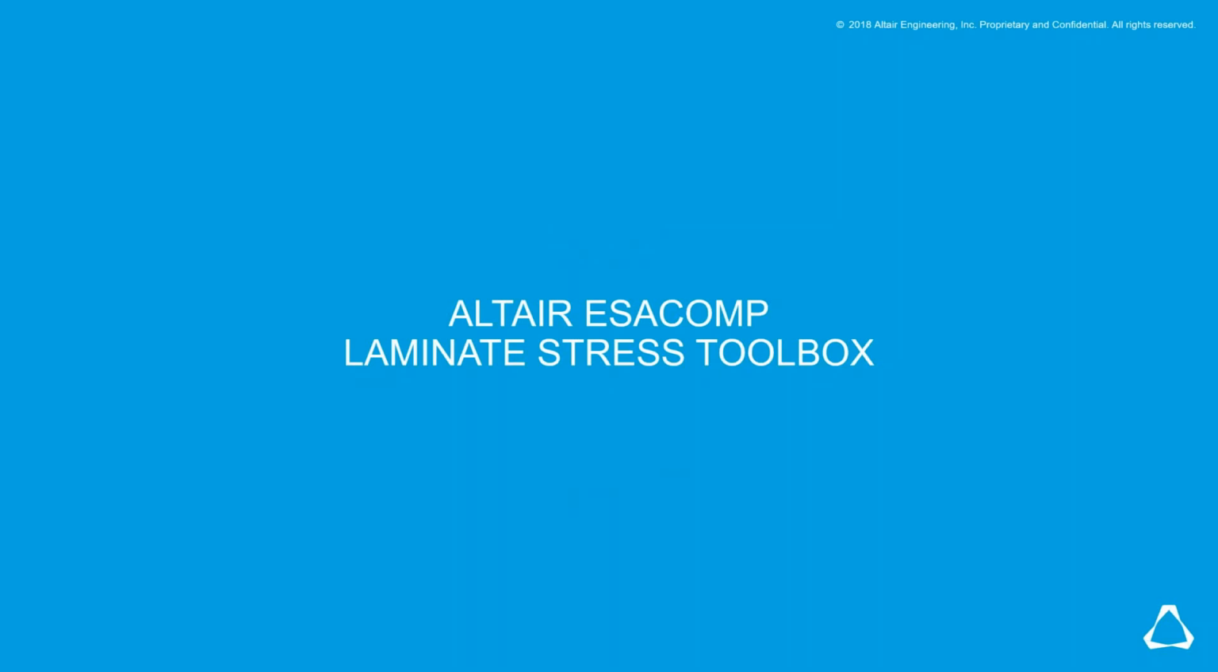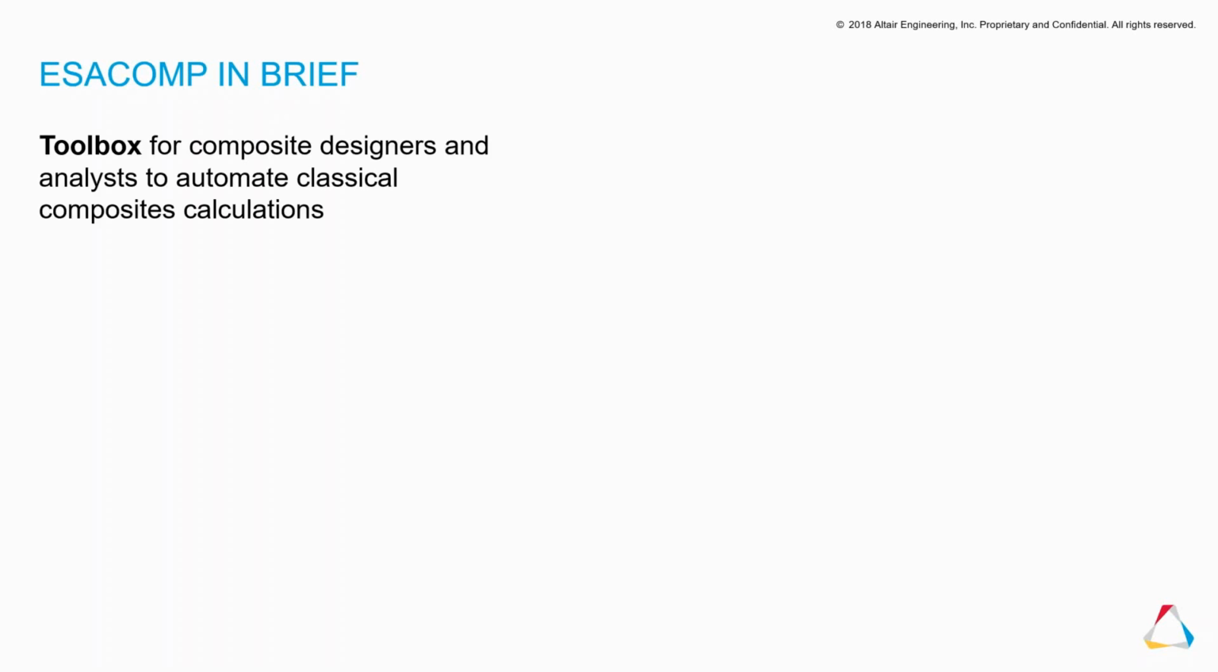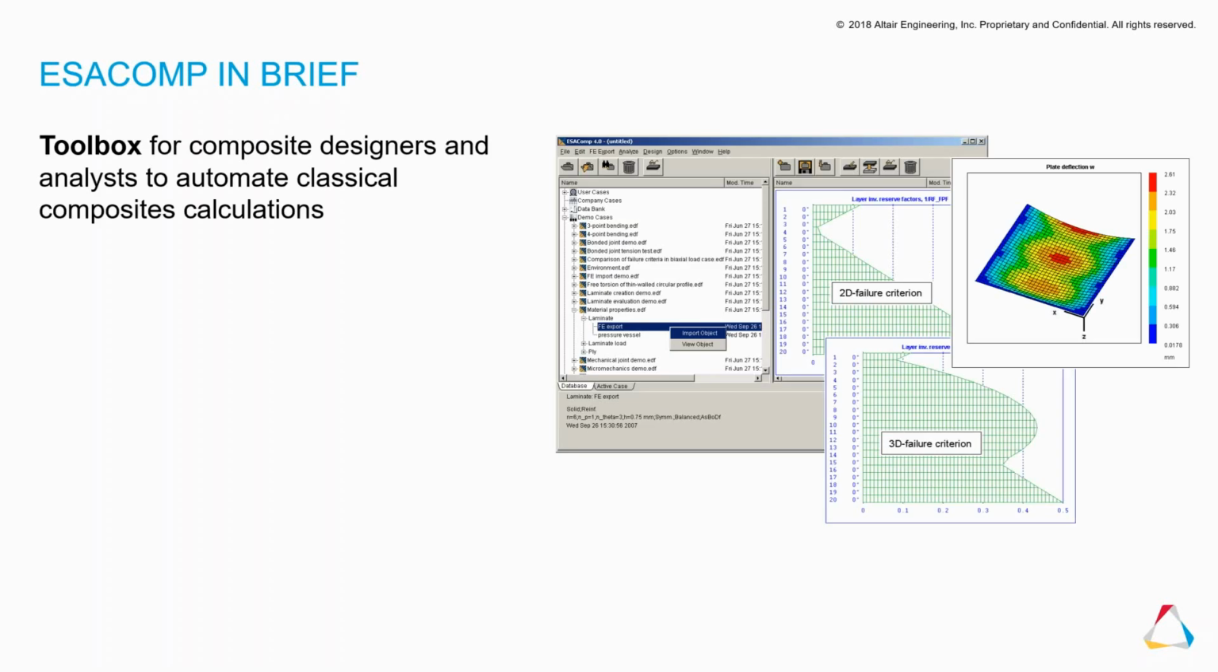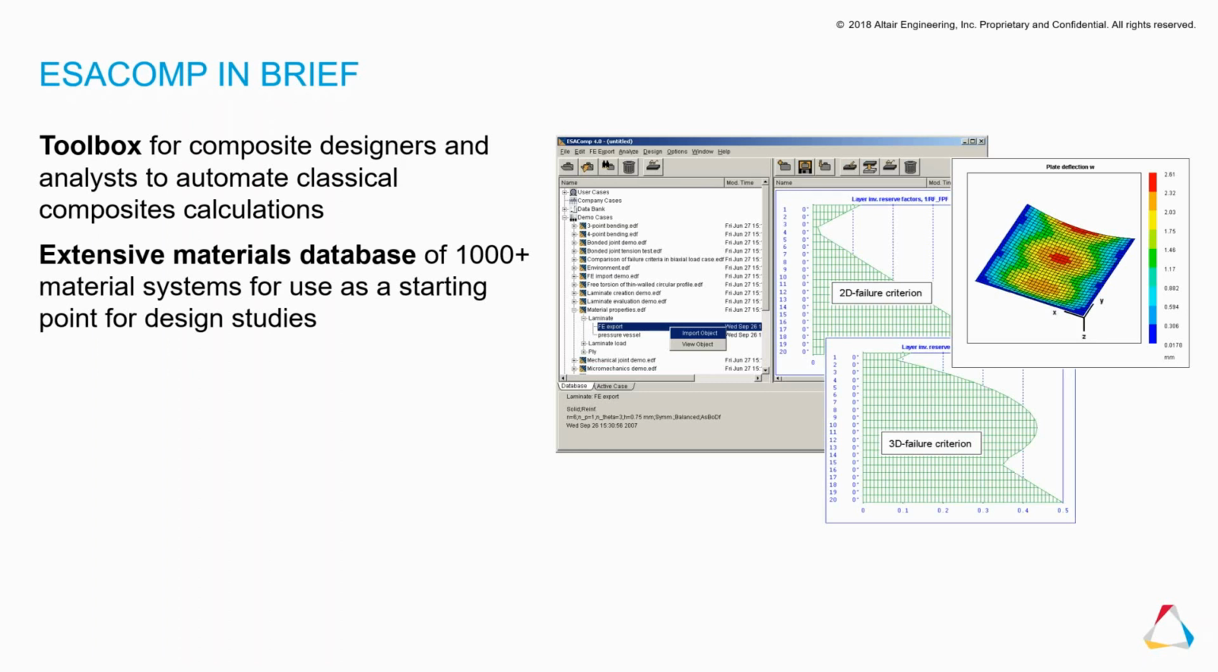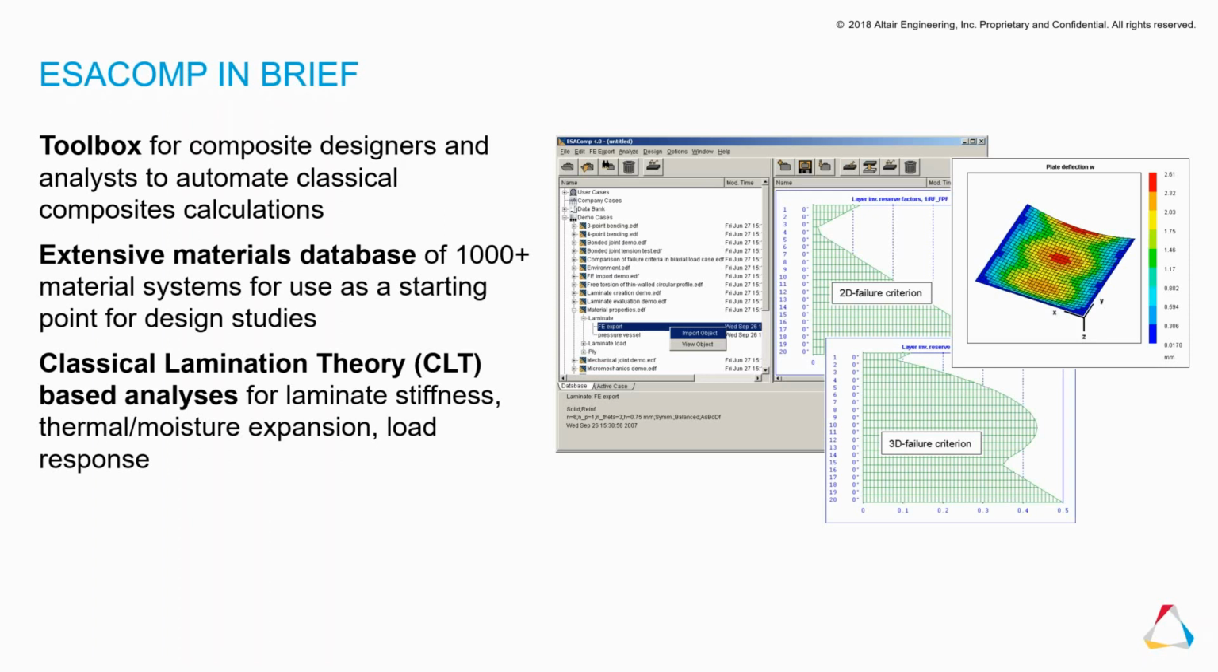Now moving to the actual topic of today's talk, Altair ESACOMP. To define ESACOMP in brief, it can be called a toolbox for composite designers for automating the classical composite calculations. It has a starting point for design. It has an extensive materials database, and most of the analyses are based on the classical lamination theory.